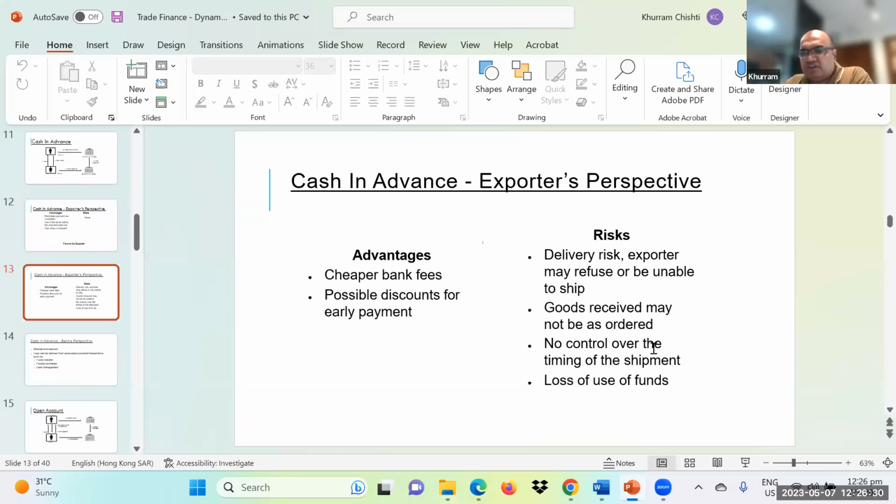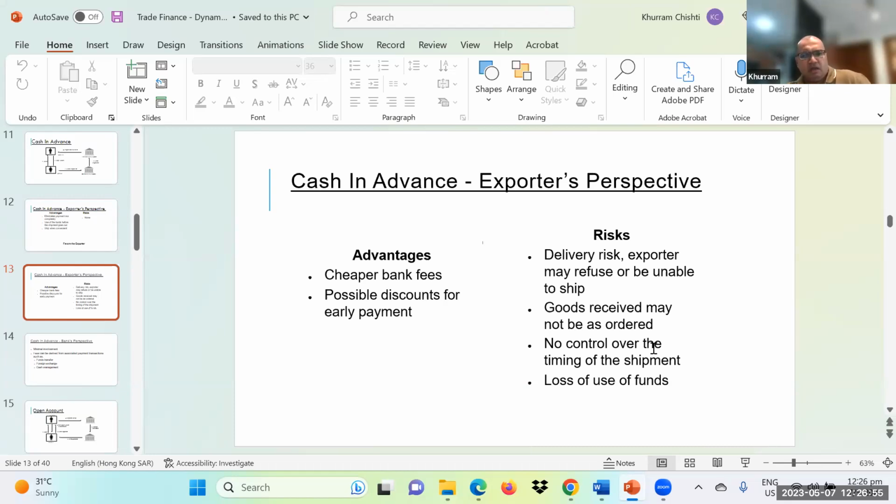No control over the timing of the shipment. For example, even if Almaya Supermarket tells me, fine, the Eid season is coming after 2 months, you supply after 2 months, but I have the money in advance. There could be shipment delays, or too much congestion at the port because of so many ships coming for the Eid rush. A lot of people are ordering. Every business is ordering stuff.